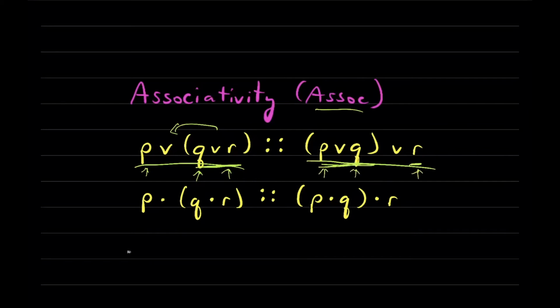So they have the exact same truth conditions. And you could test this on a truth table on your own if you like. I'm not going to take the time to do that now. This also works for conjunctions.